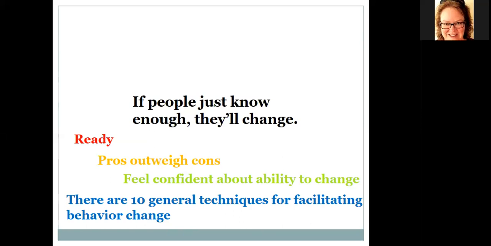And so really there's an art as well as a science to engaging in this work and selecting from those 10 general processes the ones that are going to be most effective, given where your folks are in terms of making that change. That's really helpful, Abby.